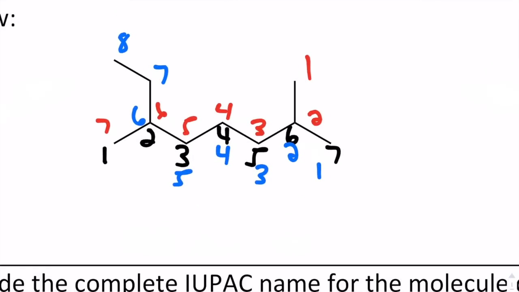Okay, so if I wanted to name it as such, we would see that we have 2 methyl groups, one on carbon 2 and one on carbon 6. So that would be 2,6-dimethyl.